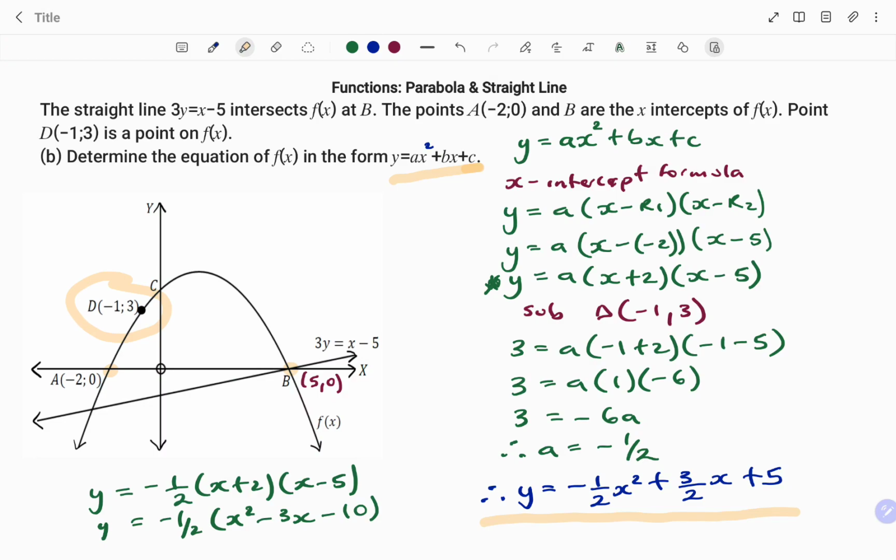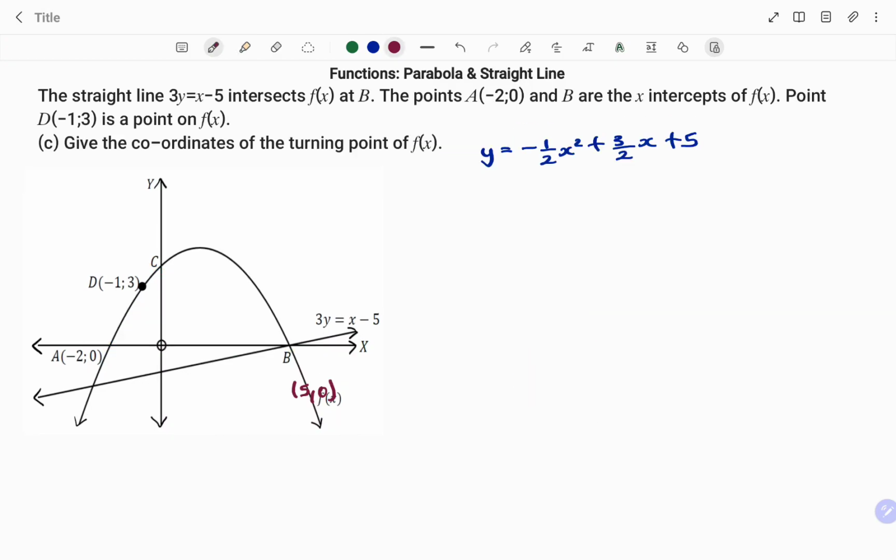Let's go to the third part of the question. The third part of the question says, give the coordinates of the turning point.